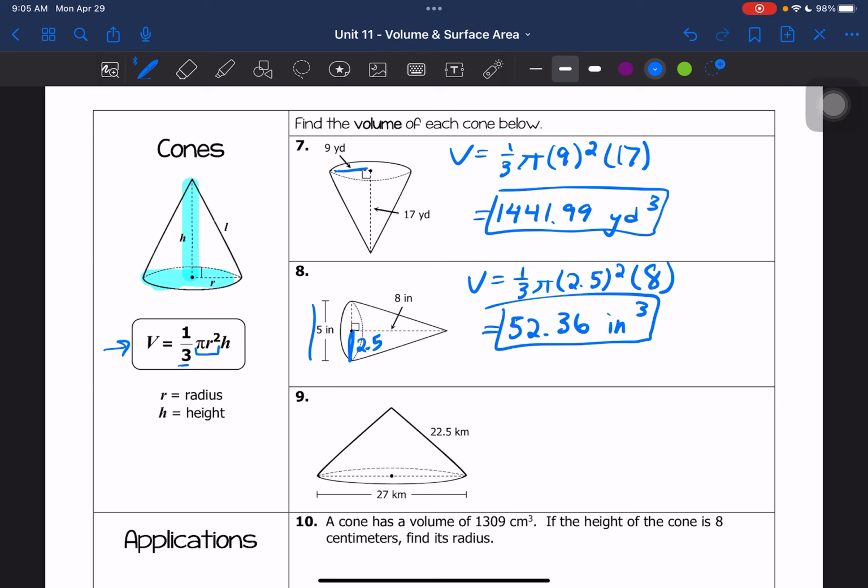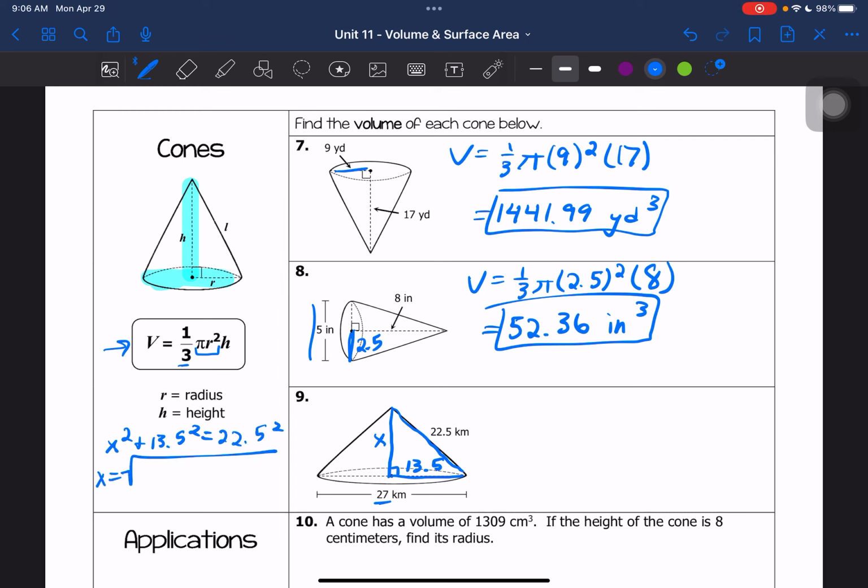Number 9, there's a couple things we have to do. First, we still don't know the radius, so let's take this divided by 2. That would be 13.5. And this 22.5 is actually the slant height. And I want to know what the regular height is in order to plug that into the formula for volume. So I need to find out what this is, which means that I'm going to go off to the side again and write out a Pythagorean theorem equation. We can say x squared plus 13.5 squared is equal to 22.5 squared.